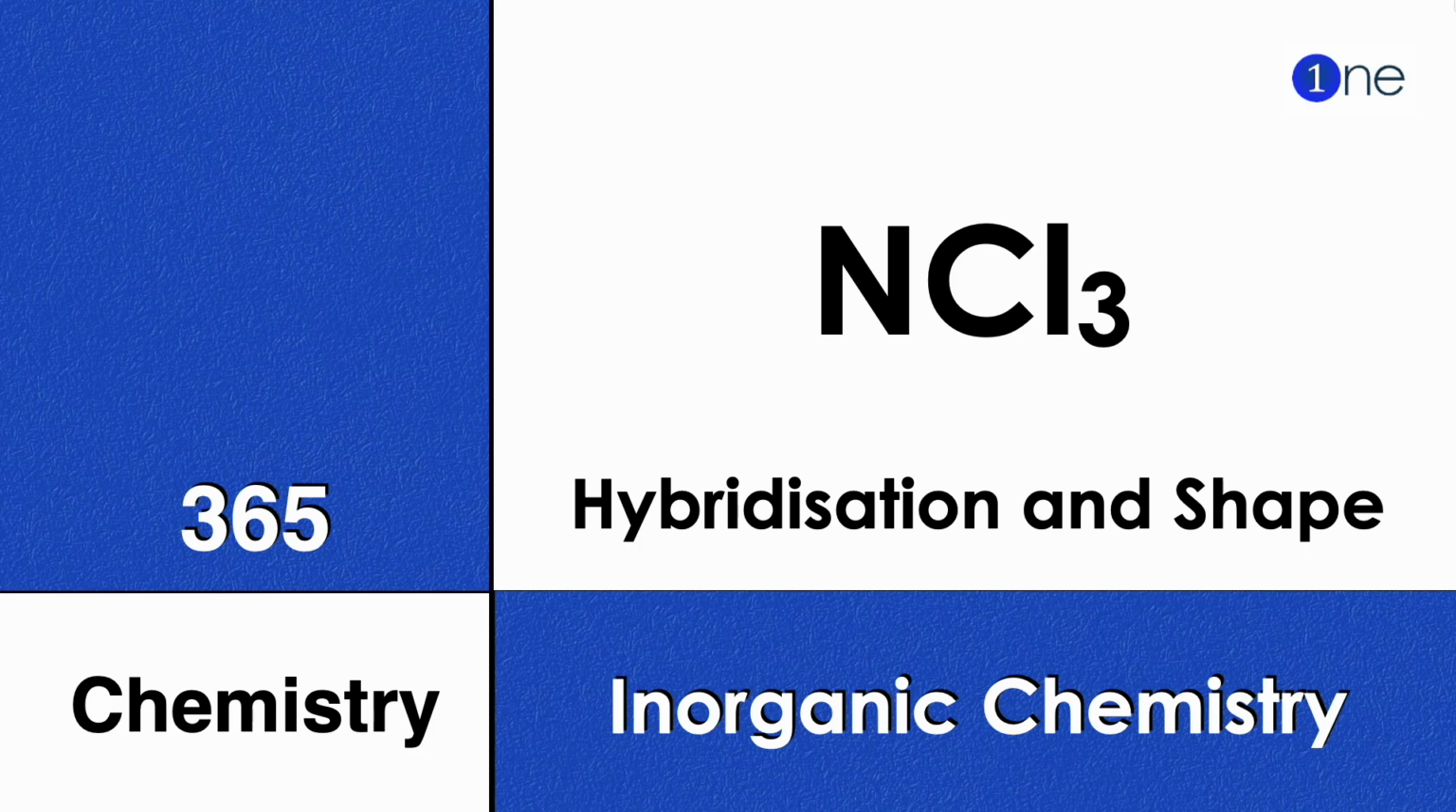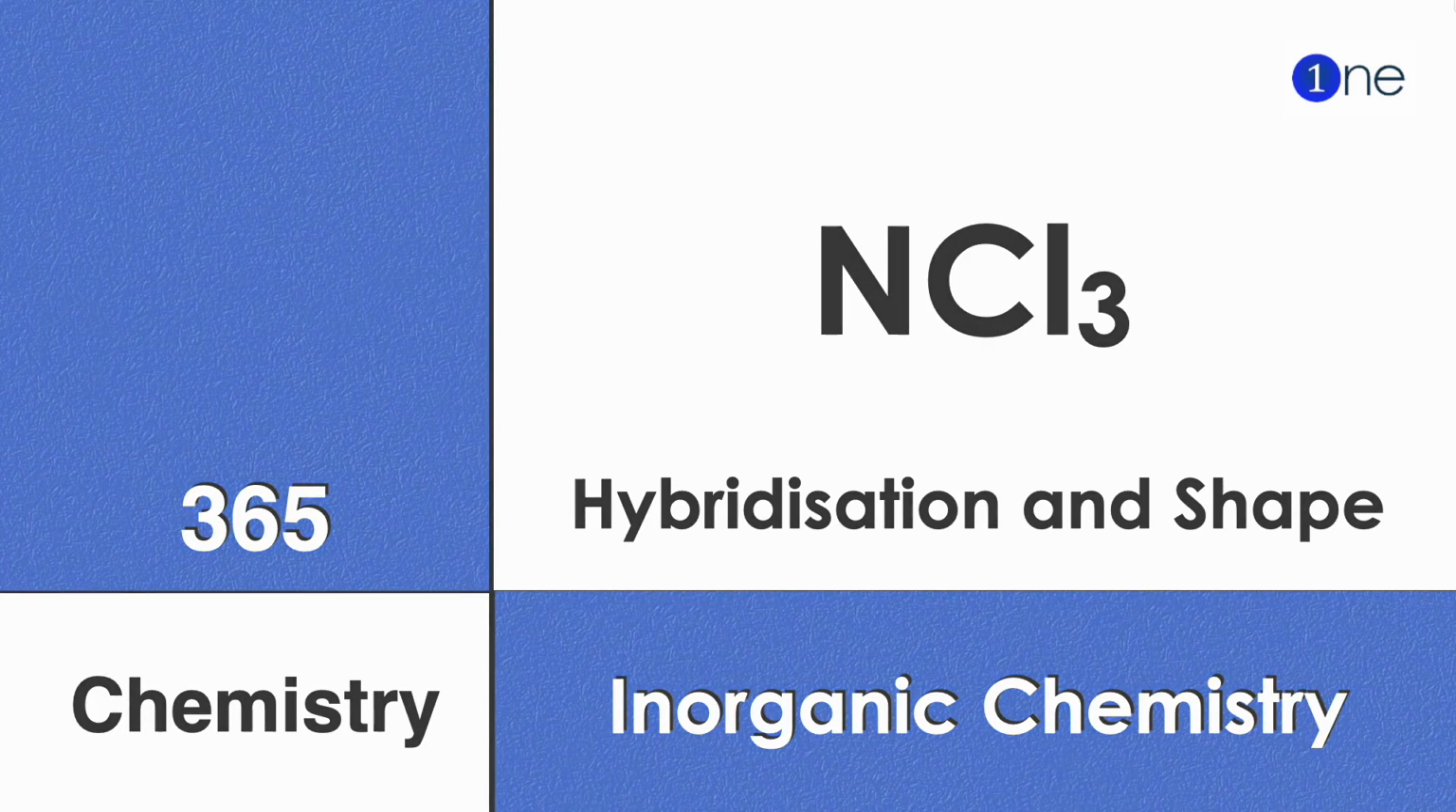Inorganic chemistry questions for you. Here you have nitrogen trichloride. You should find the hybridization and shape of it.